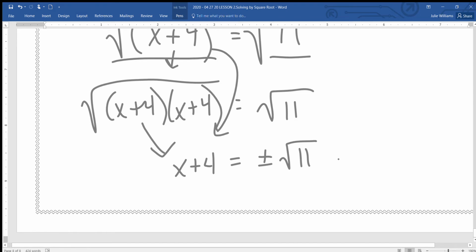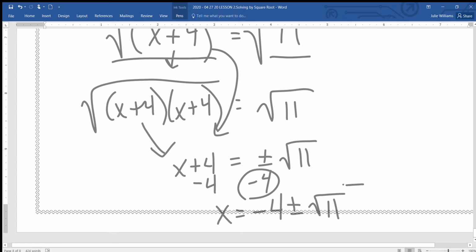I cannot. So what I can do though is get the x by itself still, by subtracting 4 from both sides. So x is equal to negative 4 plus or minus the square root of 11. And you leave it just like that.